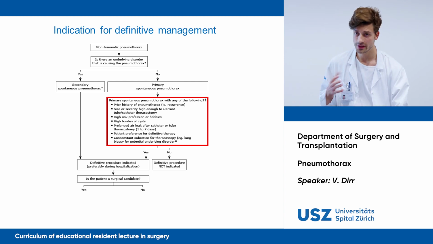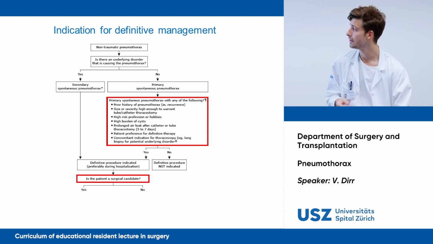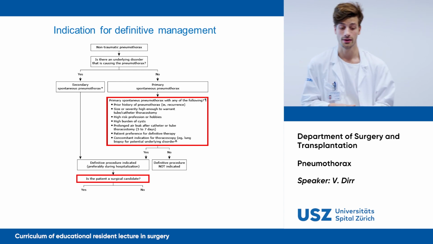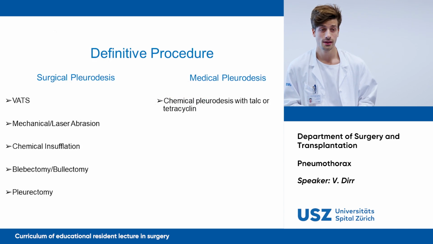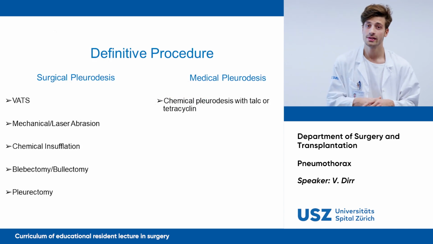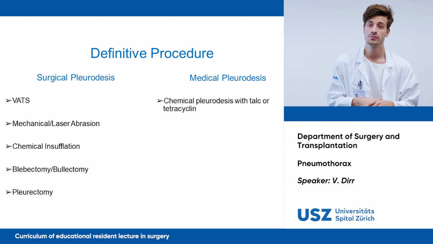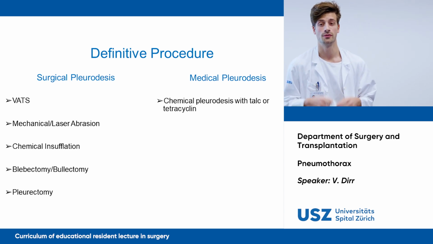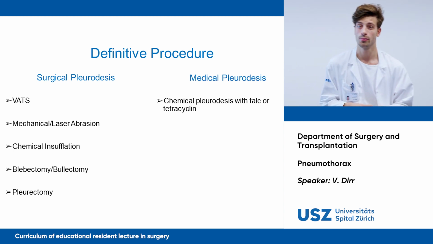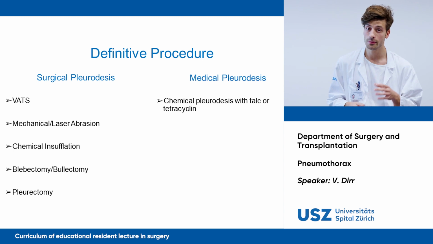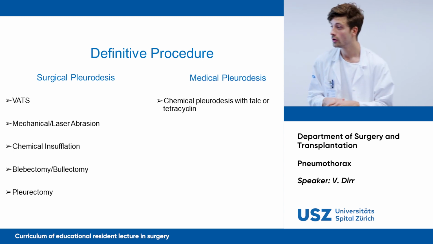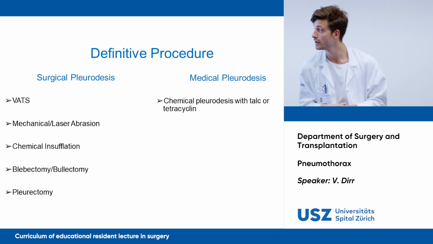If we answer one of these questions with yes, we have to ask ourselves if the patient is a surgical candidate. The reason is, we know today surgical pleurodesis has a higher efficacy and is therefore more beneficial than medical pleurodesis. And in general, pleurodesis means the apposition of the parietal and the visceral pleura in order to eliminate the pleural space. That can either be done partially or completely. And usually we do this during thoracoscopy.